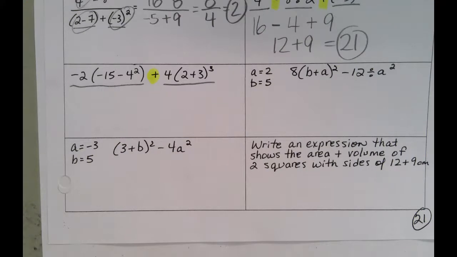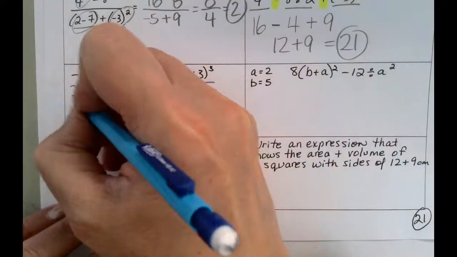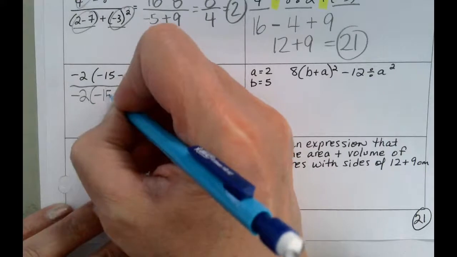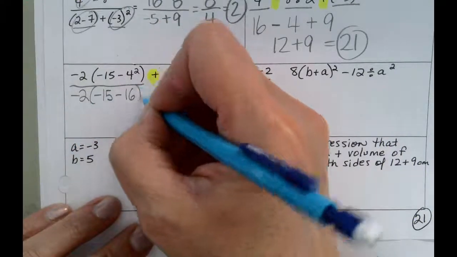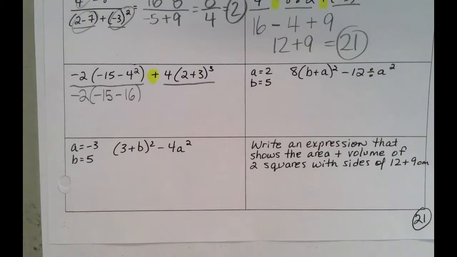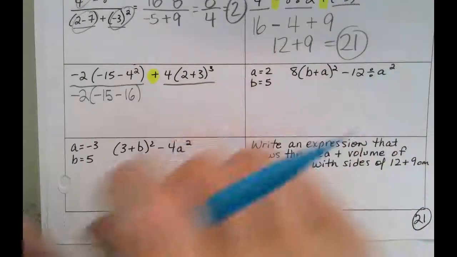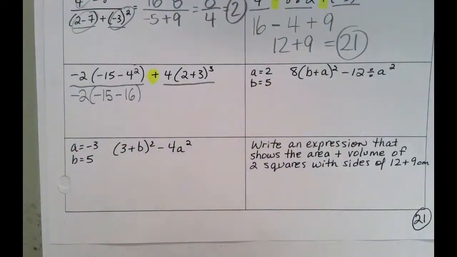Taylor, what do you want to do in the first one? Good. So what's 4 squared? Good. So -2, bracket, -15, and subtract the 16. Good. Dylan, what's next? I'm just working with this front one. Let's do that one first. No?